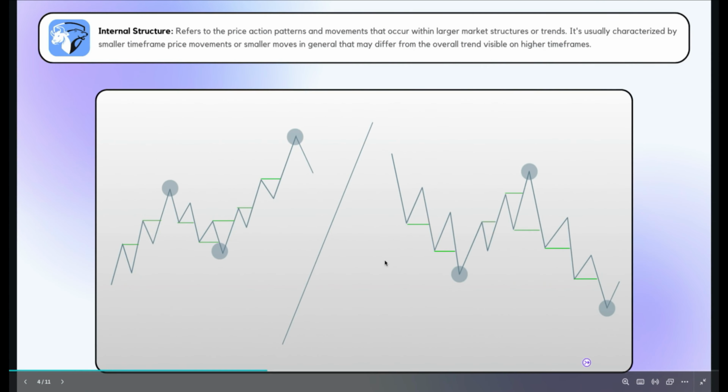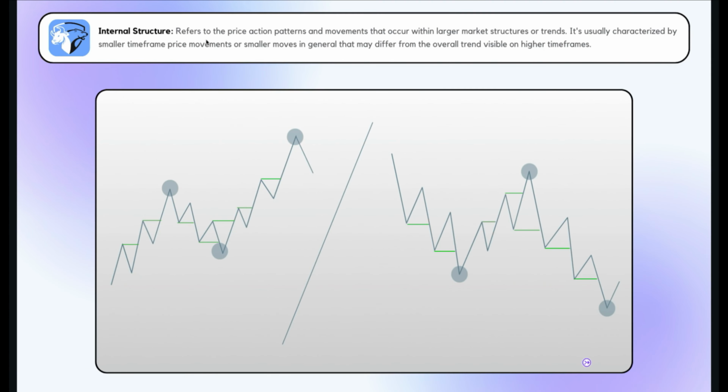All right, so let's talk about internal structure. This refers to the price action patterns and movements that occur within large market structures or trends. It's usually characterized by smaller time frame price movements or smaller moves in general that may differ from the overall trend visible on higher time frames.